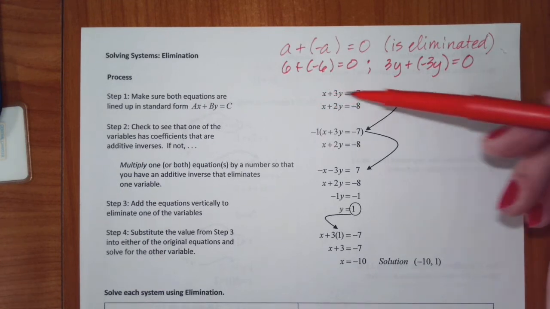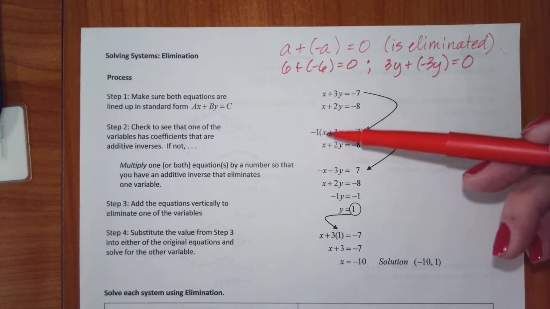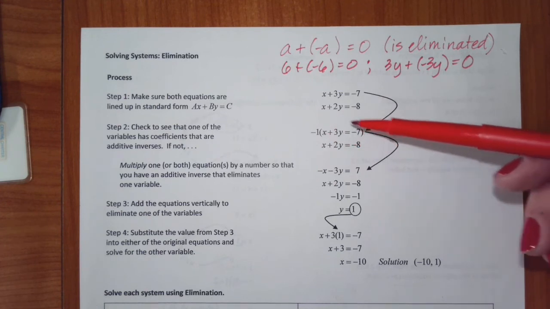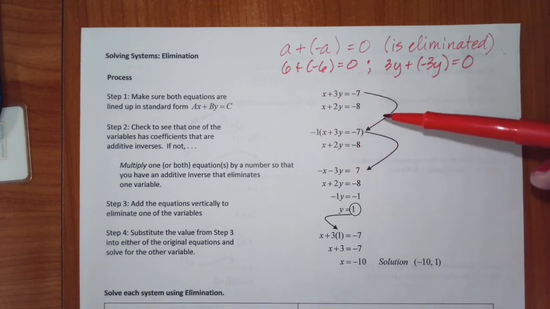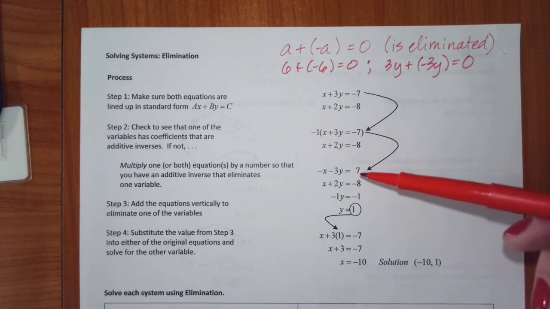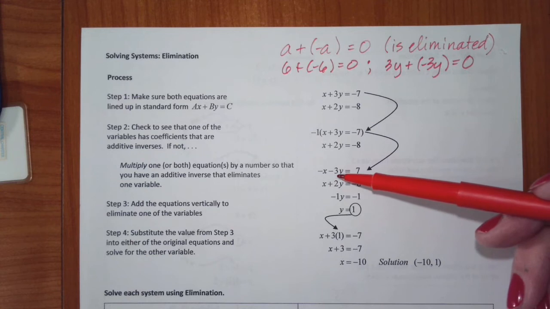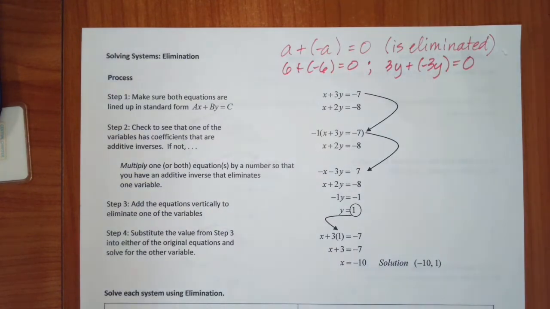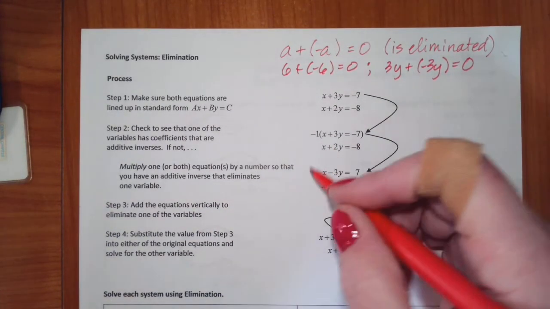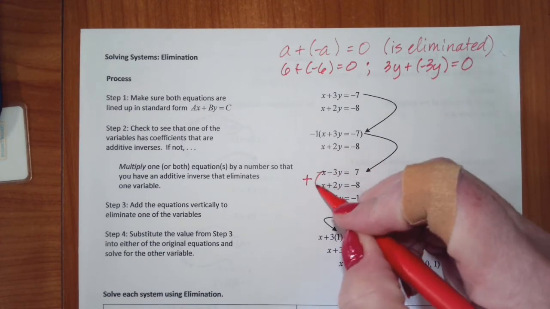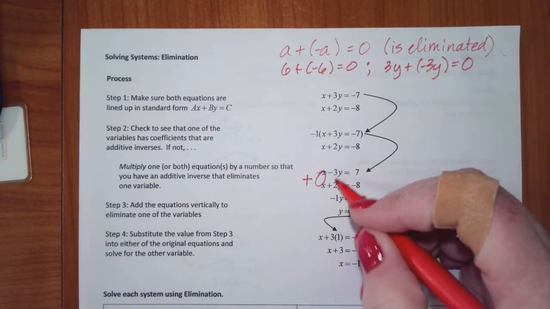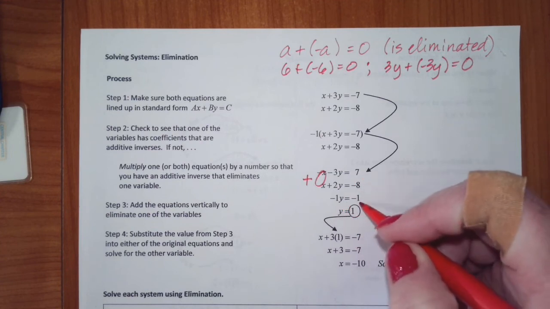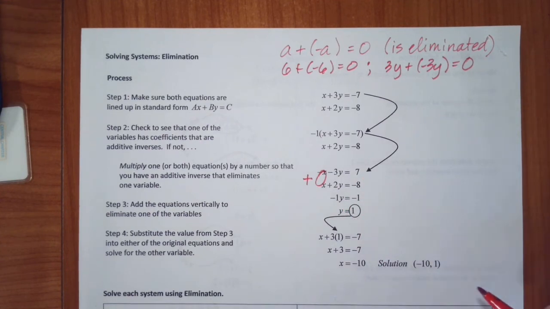But let's say I want to eliminate the x's. If I multiply this equation by negative 1, that would give me a negative 1x here, a positive 1x here. So if I in fact do that, that gives me negative x minus 3y equals 7, and x plus 2y equals negative 8. Okay, so what that means here is that if I add these two together, this equals 0. And all I'm left with is negative 3 plus 2, which is negative 1y, equals negative 1. And so y equals 1.